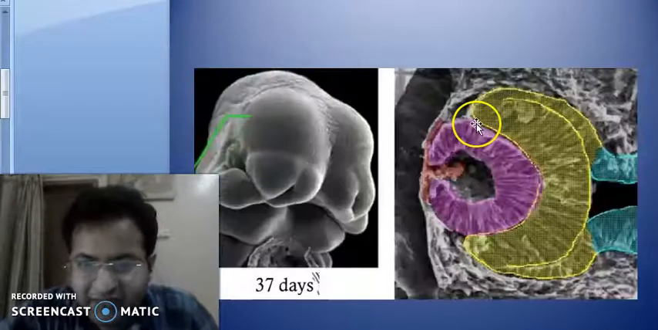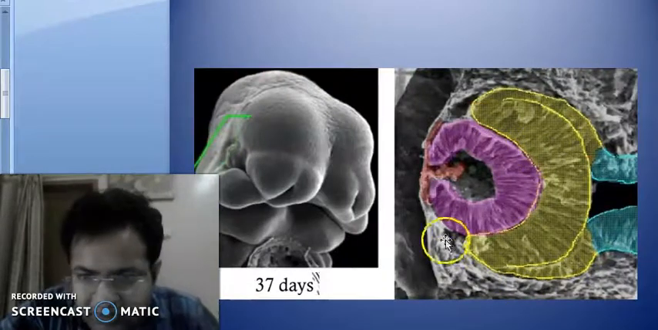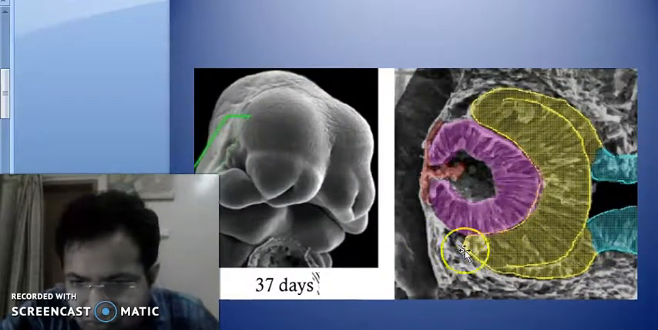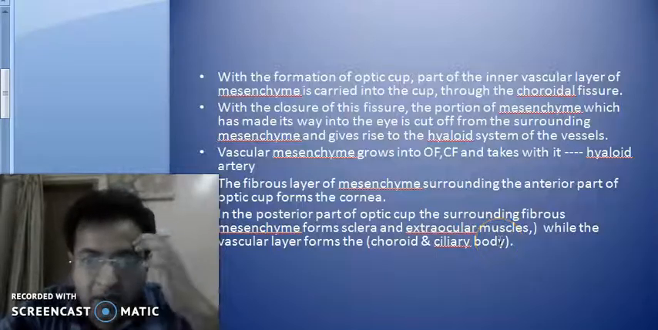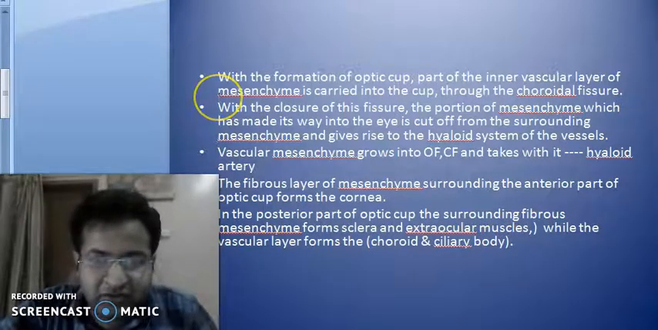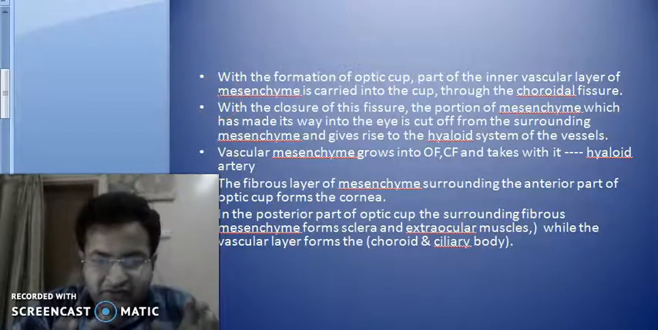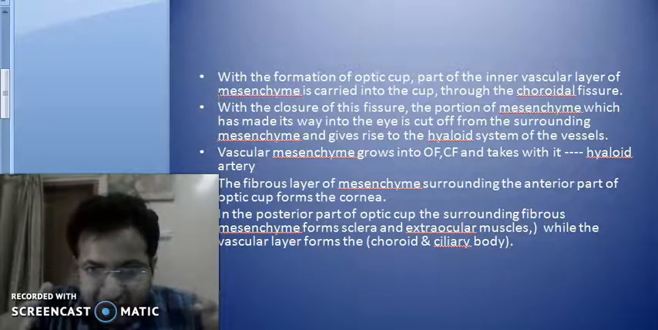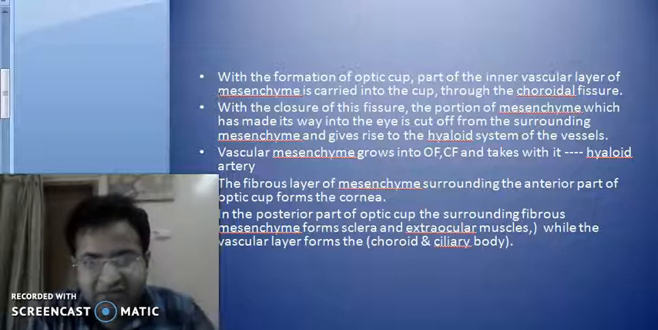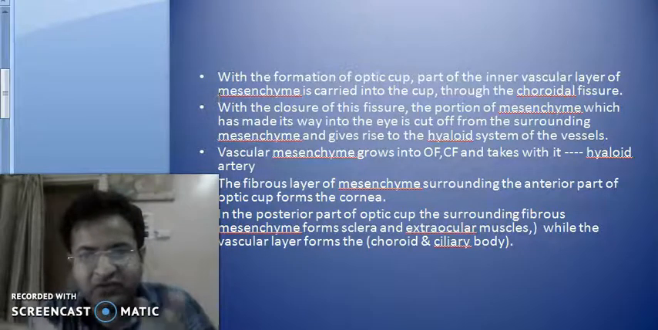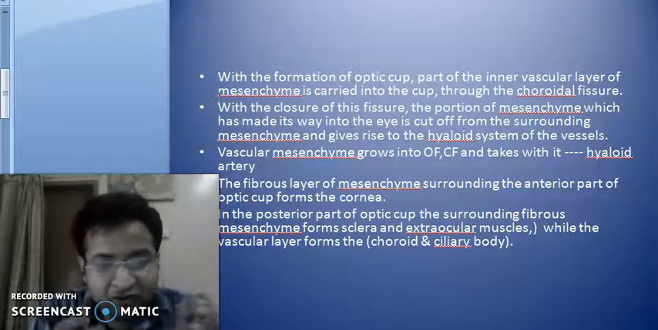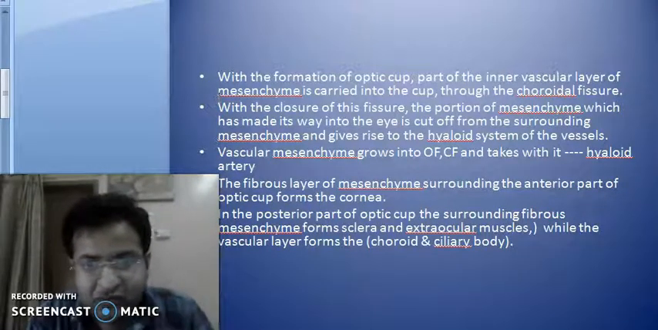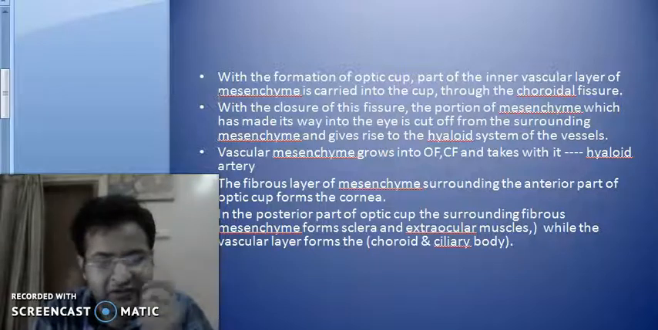It is not just that this optic cup is formed. The mesenchyme here also starts to come in between these two portions through the choroidal fissure, and this choroidal fissure starts to close, and the portion of the mesenchyme which has made its way into the eye is cut off from the surrounding mesenchyme. And what does this mesenchyme give rise to? It gives rise to the hyaloid system of vessels.